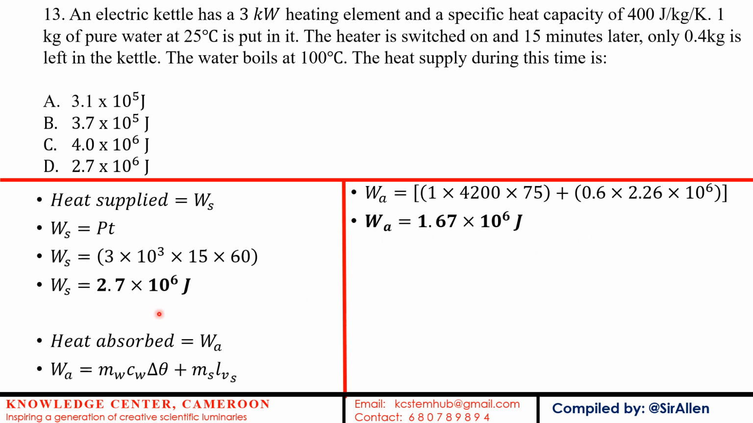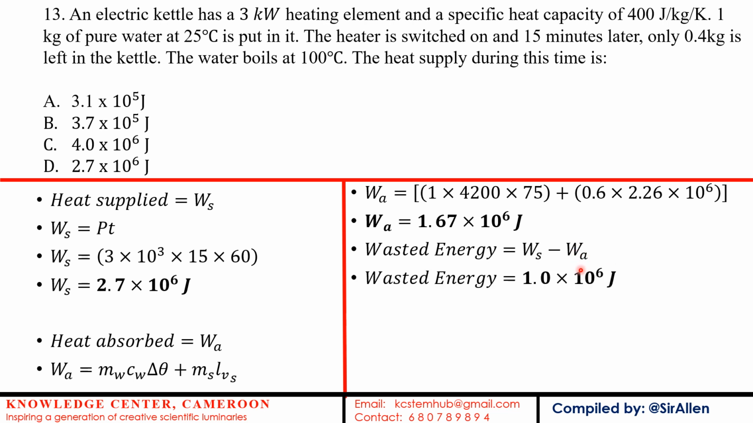There's a discrepancy between the heat supplied by the kettle and the heat absorbed by the content of the kettle. That tells you that the efficiency of the kettle is not 100%, right? Of course, according to the second law of thermodynamics, we cannot get a heat engine whose efficiency is 100%. So wasted energy would be what? WS minus WA, supplied energy minus absorbed energy or useful energy. So our wasted energy is going to be 1 million joules.